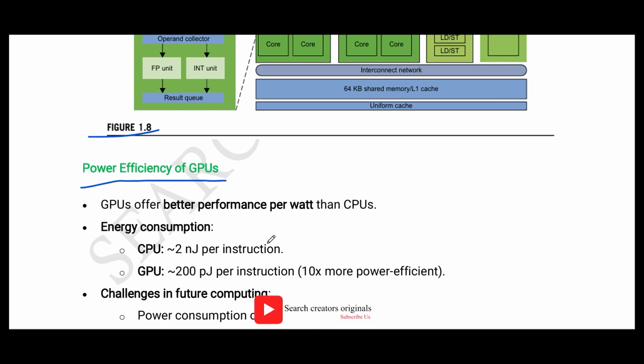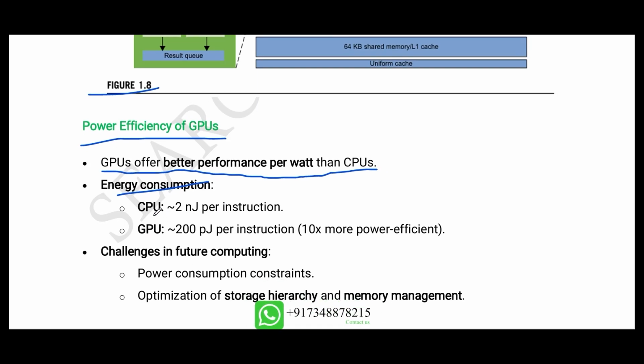Next is power efficiency of GPUs. GPUs offer better performance per watt than CPUs. When it comes to power efficiency, GPUs perform better per watt when compared to CPUs. Energy consumption in CPUs is 2 nJ per instruction. In GPU, it is 2000 pJ per instruction. It is 10x more efficient when compared to CPU.